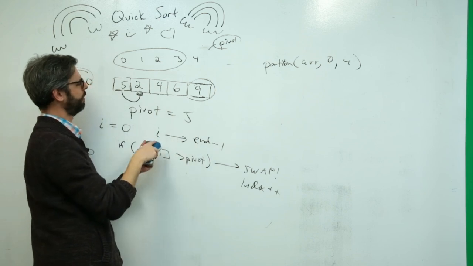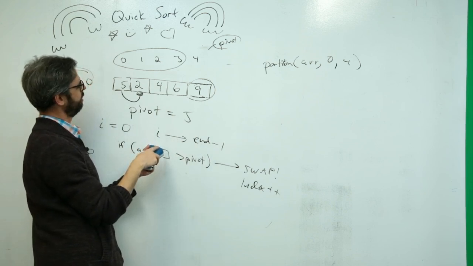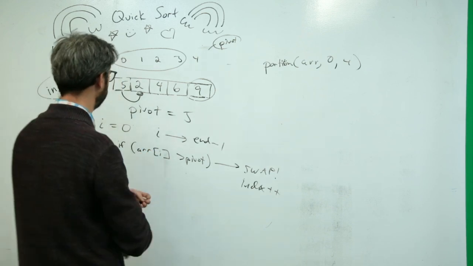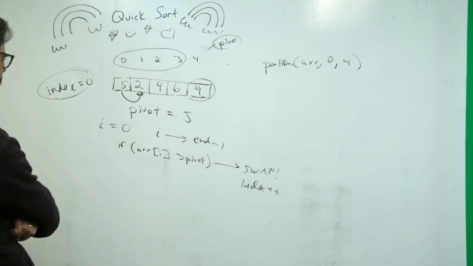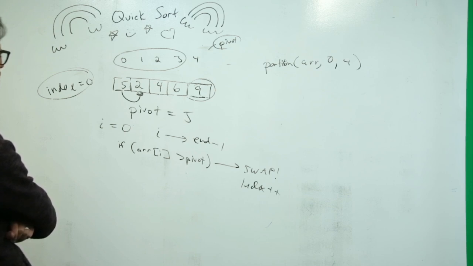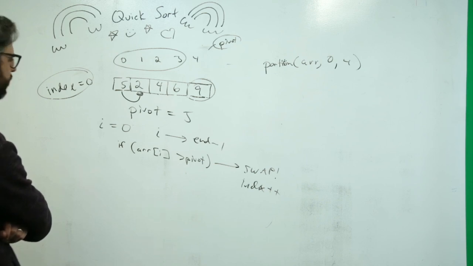So I swap. Wait a sec. No, something's wrong. Am I swapping if they're, should I be swapping when they're less than? Because 6 shouldn't end up there. What am I swapping with? I'm so confused.